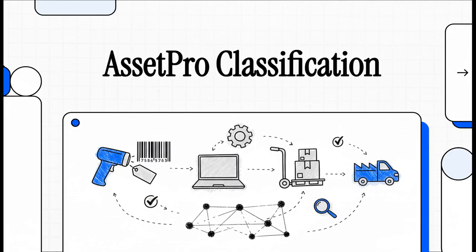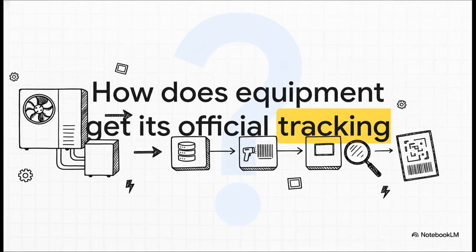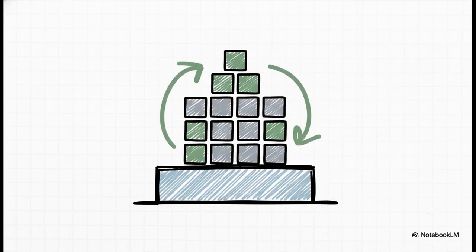Let's dive in. So have you ever wondered how a brand new piece of equipment, let's say an air conditioner, actually gets its official tracking code? How does it go from just being a box on a loading dock to a fully tracked asset in AssetPro? Well, that's exactly the journey we're going to follow. And why does this matter so much? Honestly, because getting this first step right is the foundation for everything else. It's what lets us manage all of our assets efficiently and, maybe more importantly, consistently.